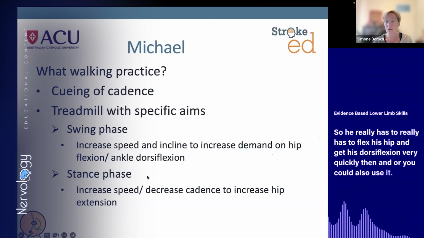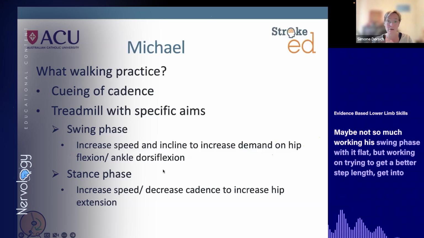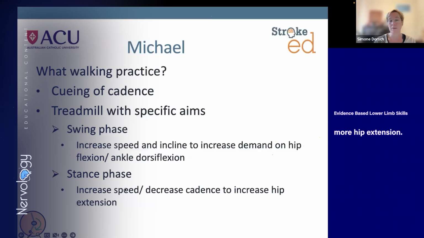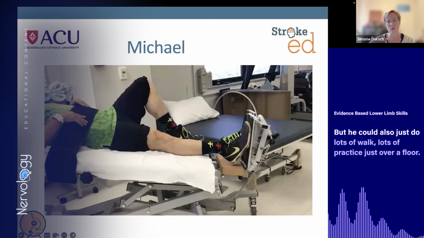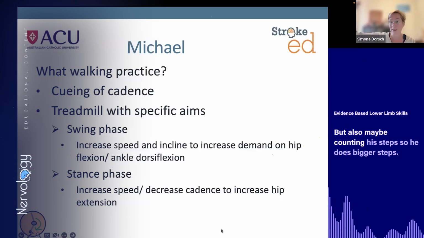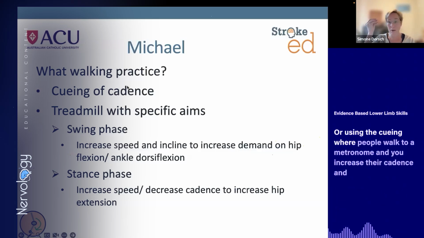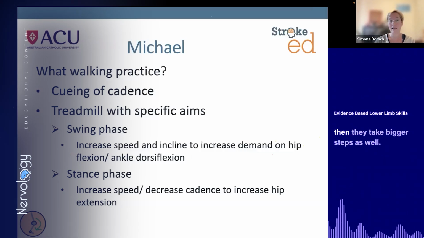Or you could also use it, maybe not so much working his swing phase, with it flat, but working on trying to get a better step length, get into more hip extension. So I think a treadmill could be quite good for his whole practice as well. But he could also just do lots of practice over a floor, maybe counting his steps so he does bigger steps. Or using the cueing, where people walk to a metronome and you increase their cadence and then they take bigger steps as well.